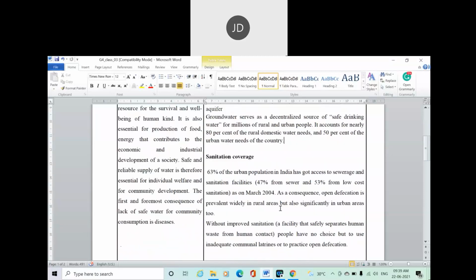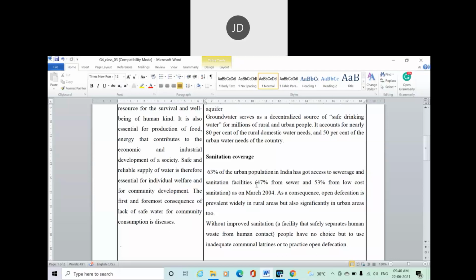So when it comes to sanitation now, 63% of the urban population. These data are based on a particular year's statistics. Okay, so don't go for remembering this data, because it's just data which is coming from the 2004 survey. Fine. So it may change at present, right? Anyway, 63% of the urban population in India has got access to sewerage and sanitation facilities. Okay, it included 47% from sewer and 53% from low cost sanitation. So it's a mixed technique that has been adopted in India.